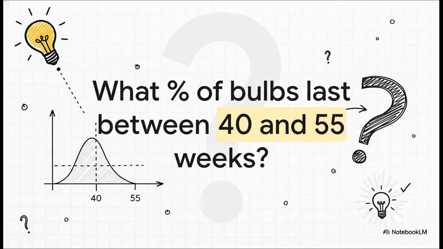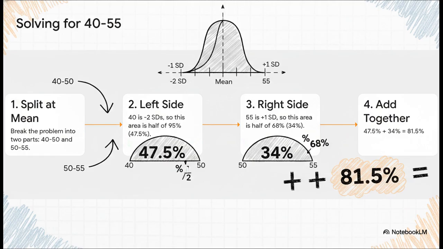All right, let's try one that's a little more fun. What percentage of bulbs last between 40 and 55 weeks? Now this time, our range crosses right over the mean. The trick here is just to split the problem in two, right at the mean of 50 weeks. So first, let's look at the left side, from 40 to 50.